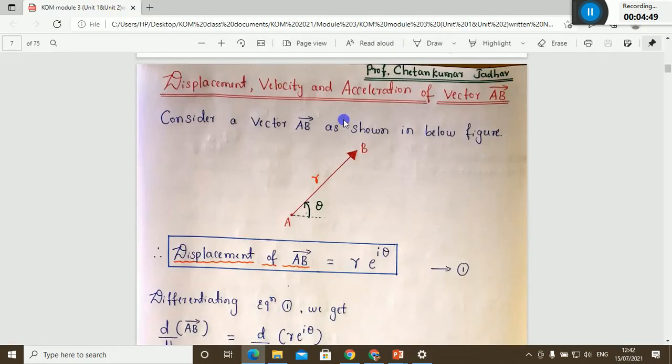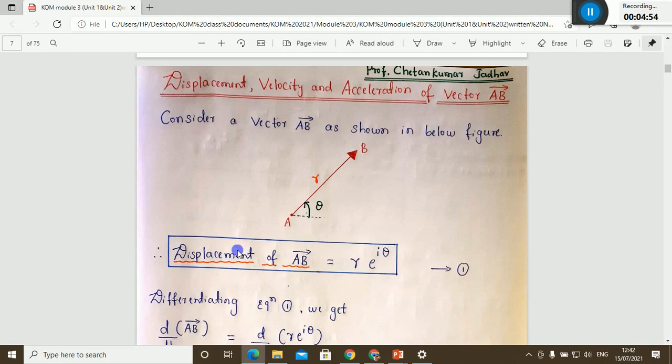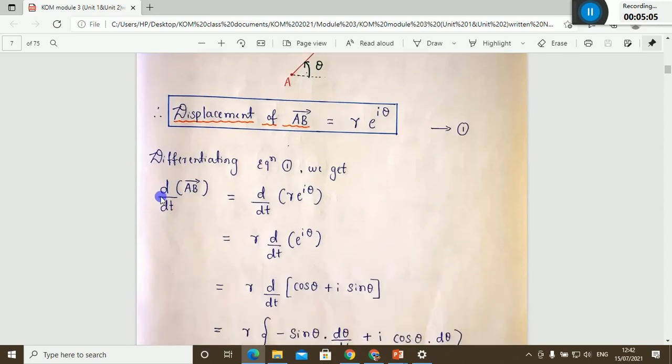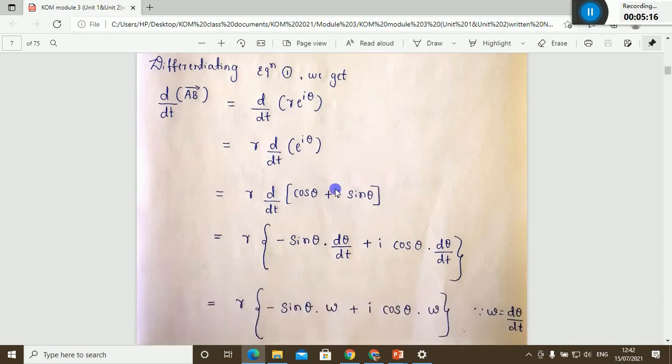So this is the same vector AB. I can directly write the displacement of vector AB as the magnitude r multiplied by e raised to i theta. Theta is this angle. When you differentiate this equation with respect to time, you will get velocity. When you differentiate the displacement, you get velocity. Just keep r as it is and differentiate e raised to i theta. We know that e raised to i theta is cos theta plus i sin theta.